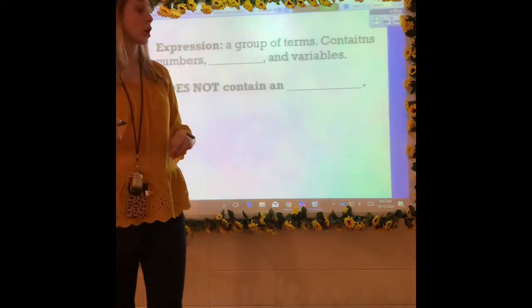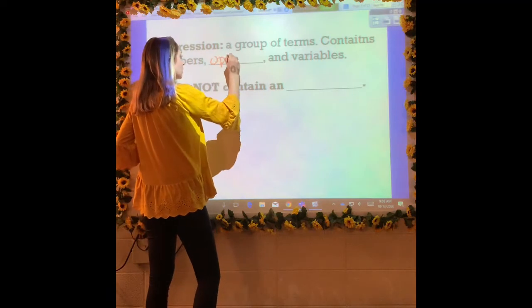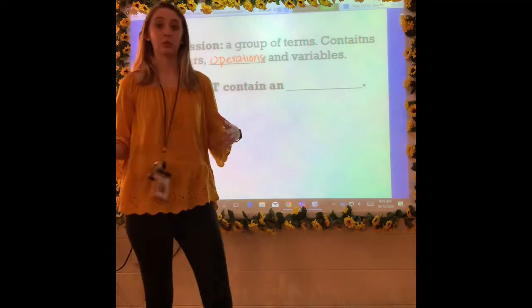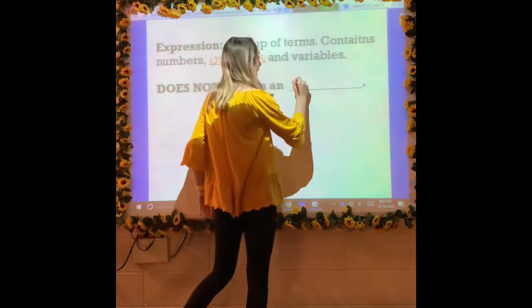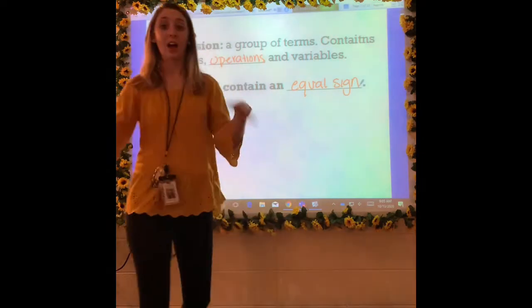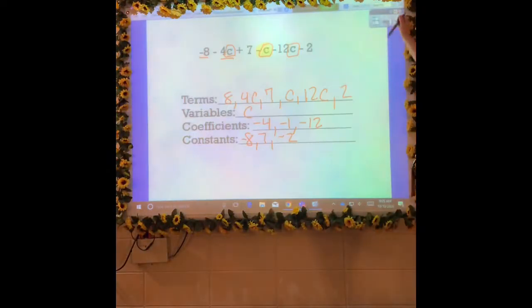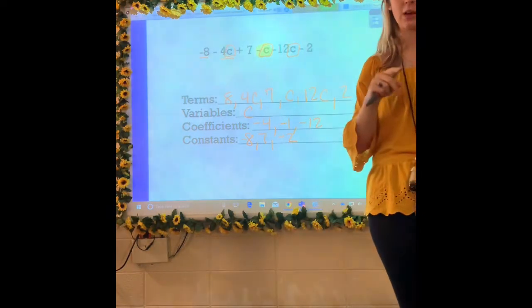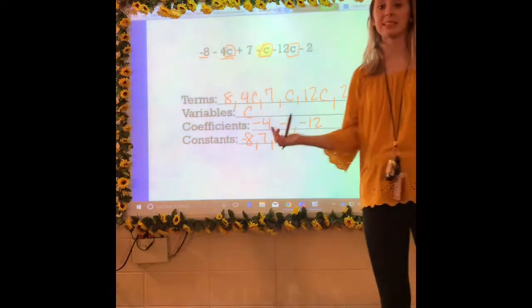Expression is a group of terms. It contains numbers, operations, and variables, okay? So an expression has all that stuff. However, it does not contain an equal sign. Expressions do not have an equal sign. What we were working with before on this page, these are expressions because there's not an equal sign, okay? But there's still letters, there's still variables, there's still numbers, and there's still operations. So it makes it that expression.